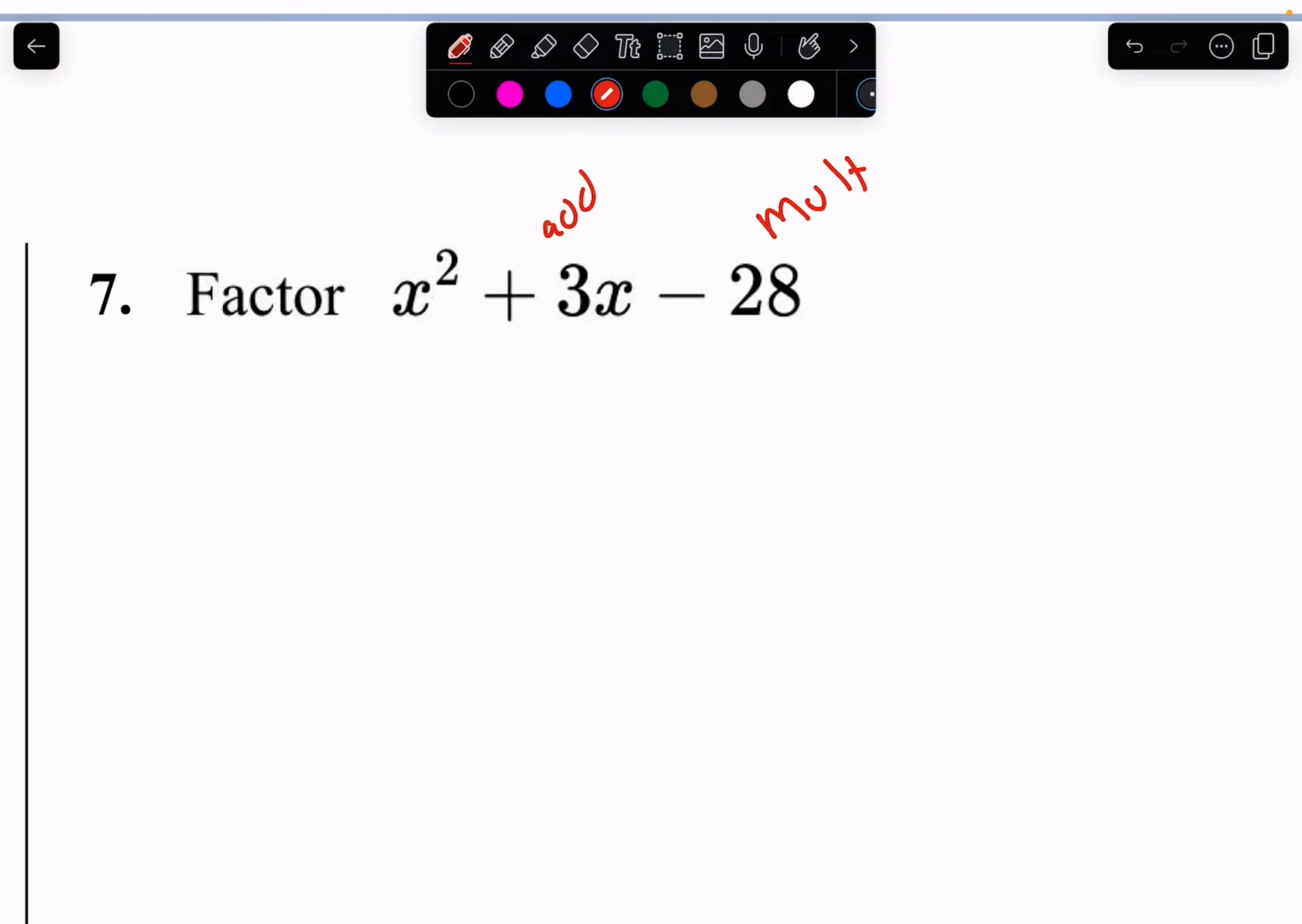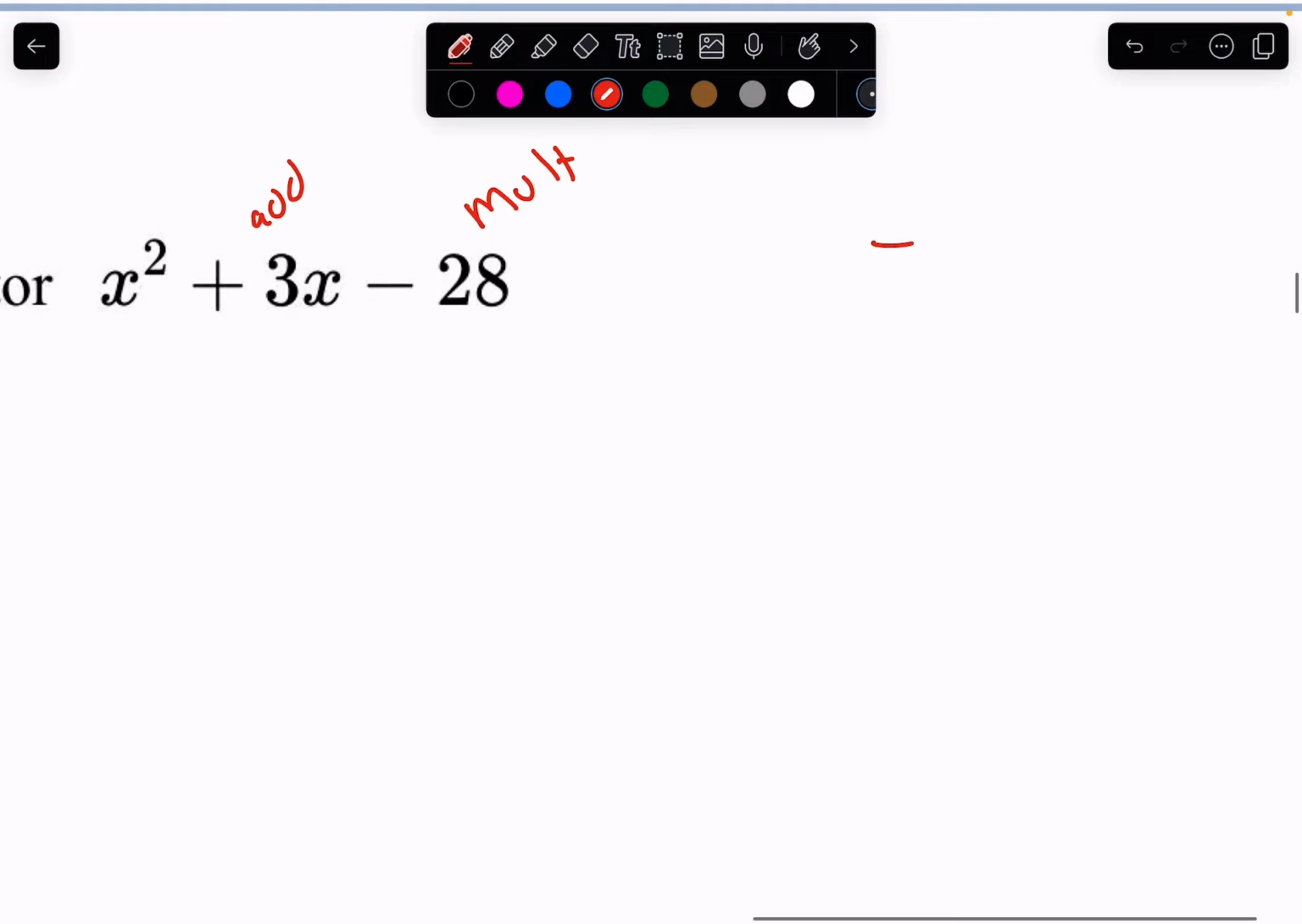So what we can do is just list out different ways to make negative 28, right? And like I said, if you don't need to list these out, that's perfectly fine. I'm just doing that to kind of help those of you who are struggling with it. If you can look at this and just know the 2 numbers that are going to multiply to negative 28, add to positive 3, by all means, go for it.